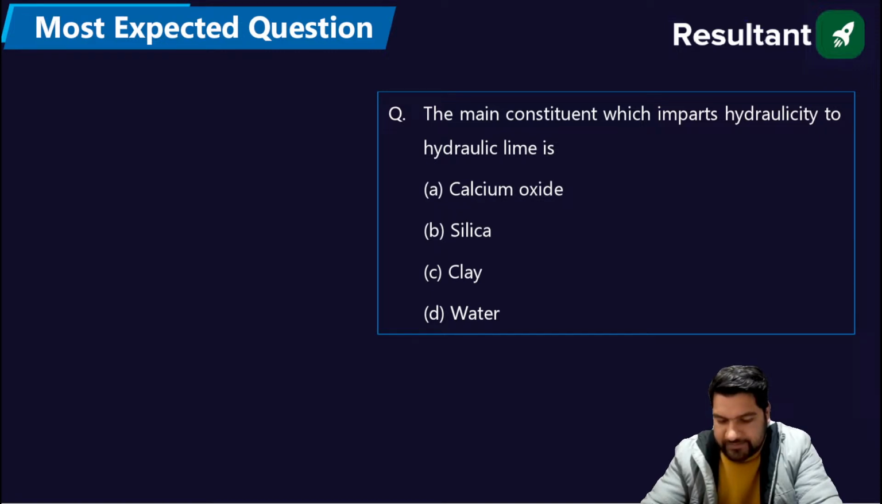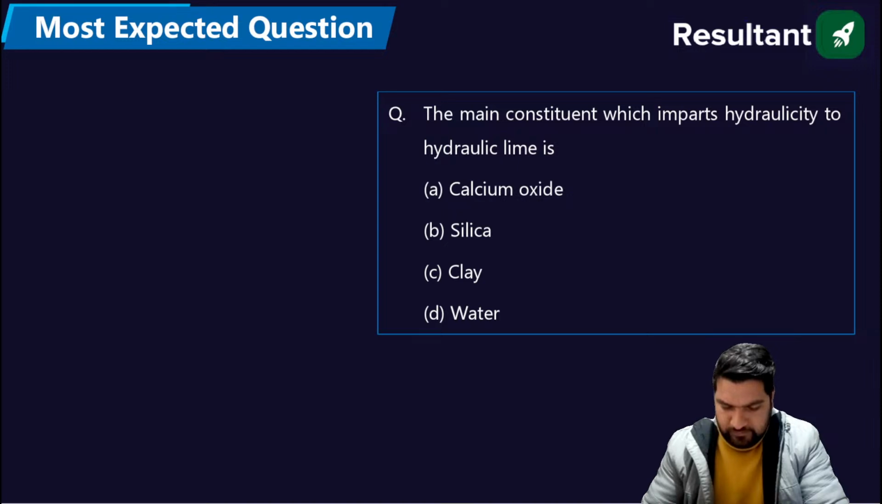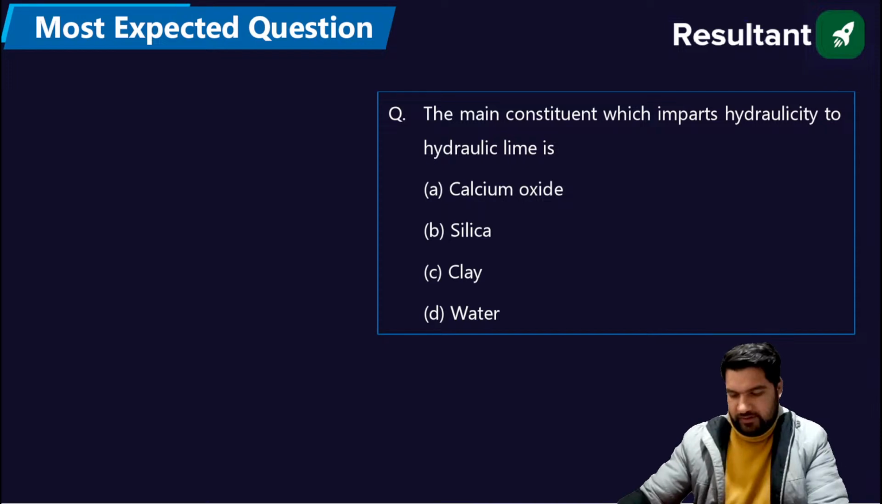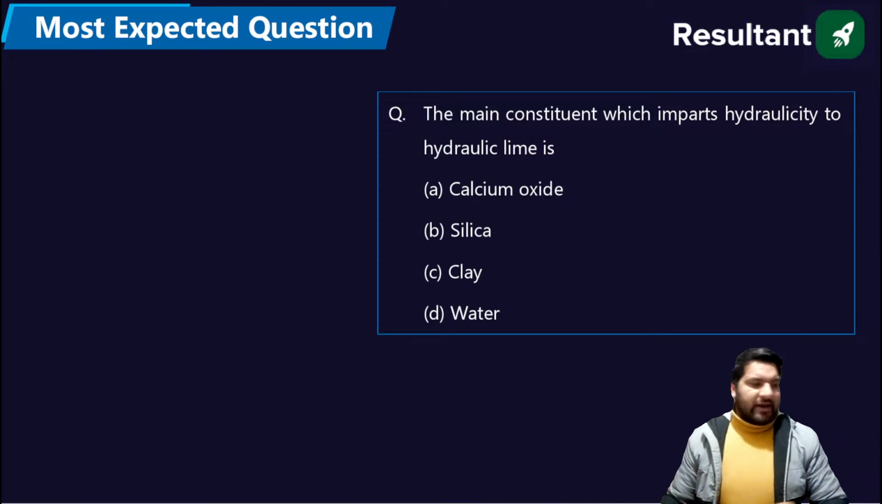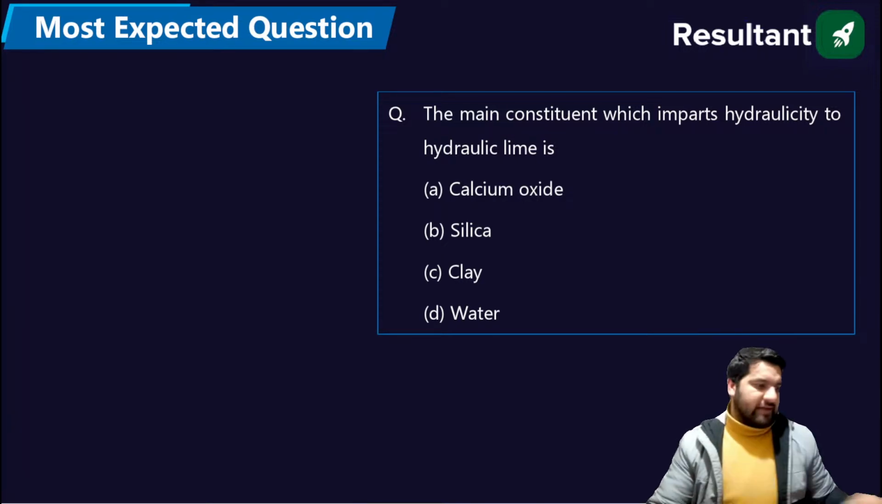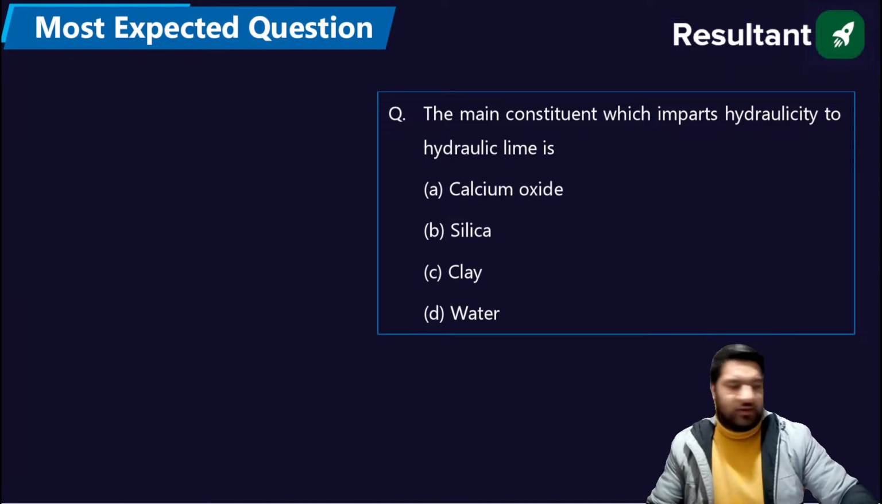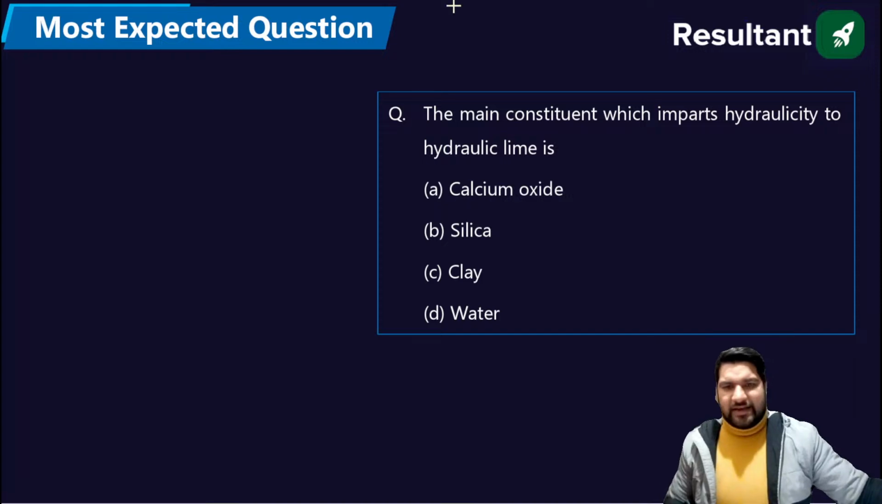What is the answer? C. So the main constituent which imparts hydraulicity to the lime. Is it calcium oxide, clay, or anything else? The main constituent of the lime which imparts hydraulicity is the clay. Absolutely fine. So clay imparts the hydraulicity to the lime.